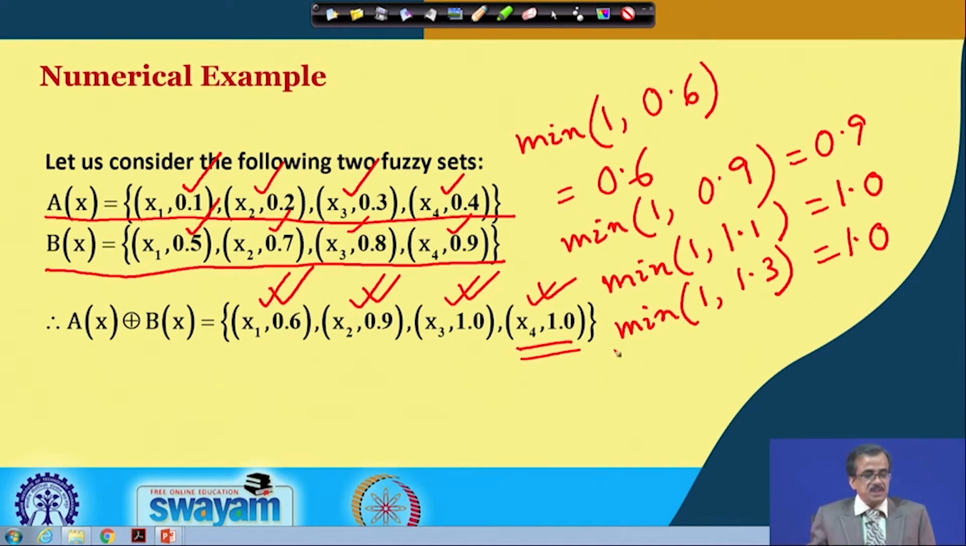So, this is the way we can find out the bounded sum of A(x) and B(x).